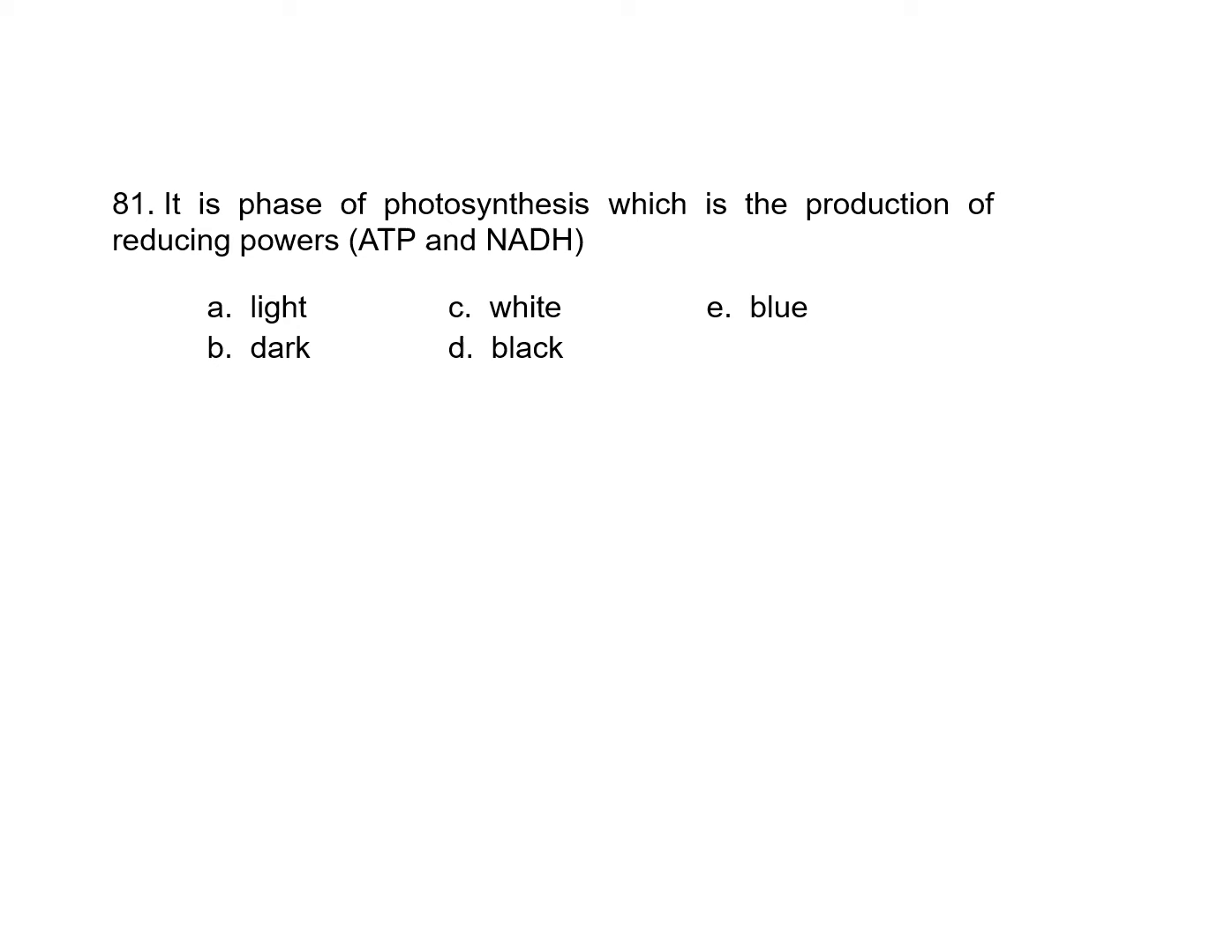Number 81. It is the phase of photosynthesis which is the production of reducing powers ATP and NADH. A. Light. B. Dark. C. White. D. Black. E. Blue. The answer is light.